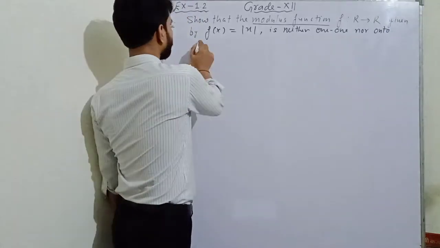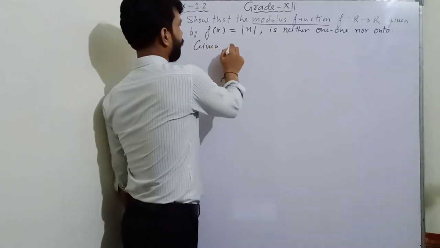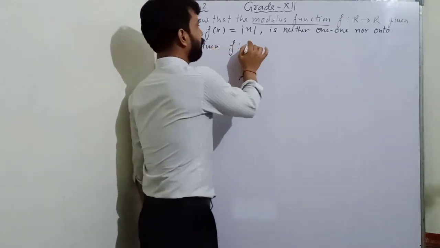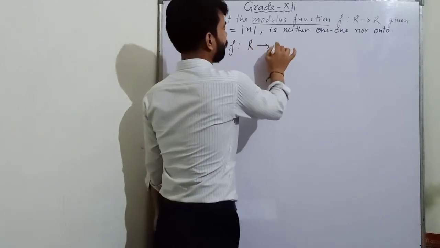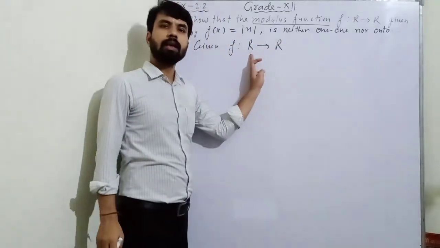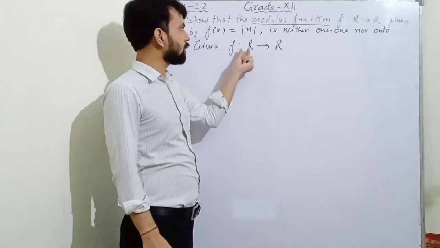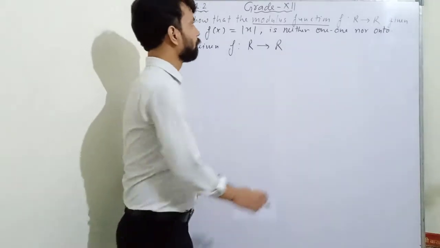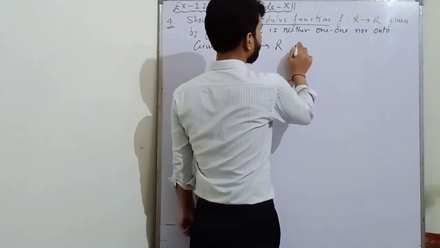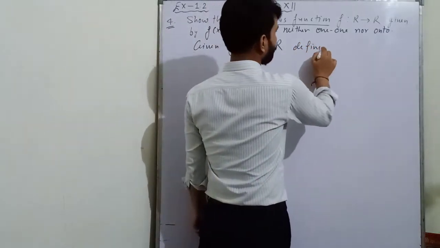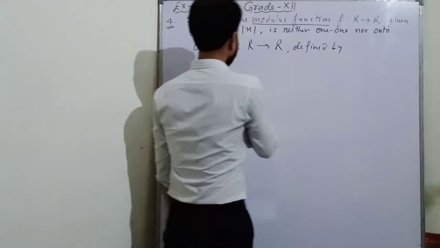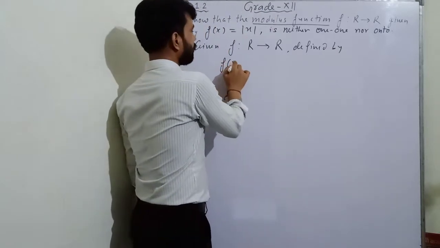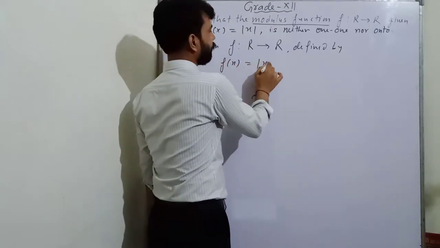So, given a function from R to R. R to R stands for real number to real number, which means its domain is the real numbers and the codomain is also the real numbers. Defined by f(x) equals mod of x.